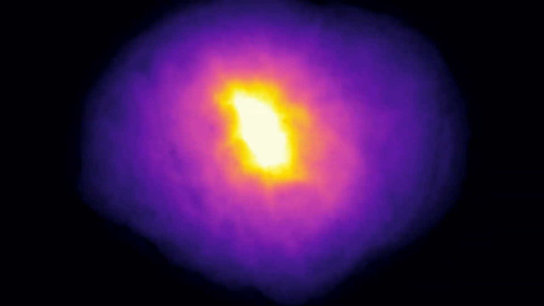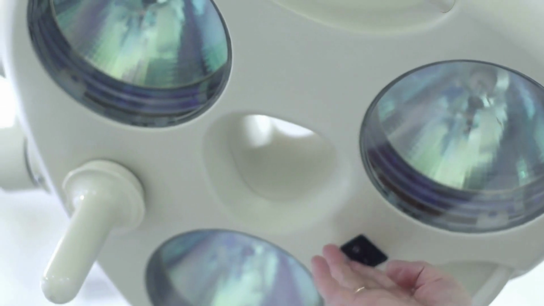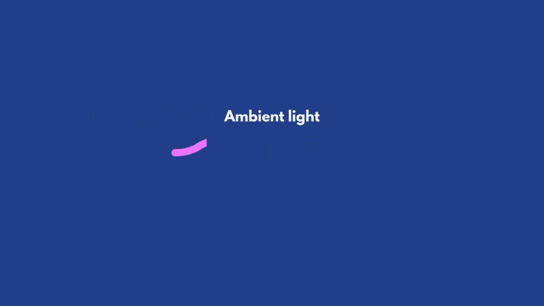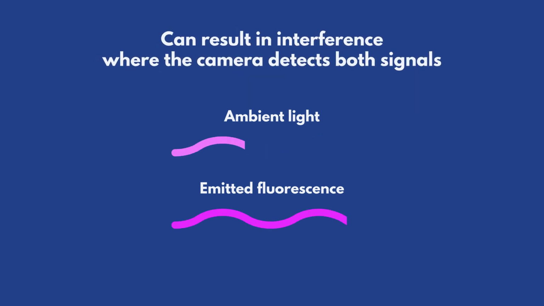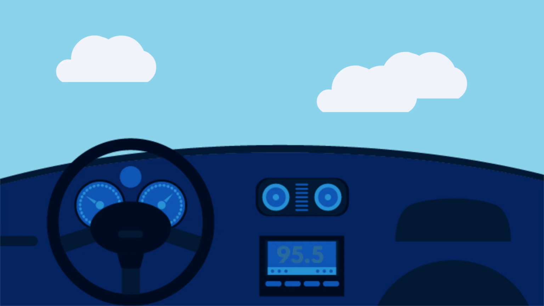If the camera moves closer to the surgical field, the fluorescence intensity will increase, or moving further away, fluorescence will decrease. Certain obstructions, like adipose tissue, can obscure fluorescence. Another consideration, depending on the contrast agent and system design, is how the room lights or other light sources may interfere with the fluorescence detection. If the ambient light contains the same wavelength as the emitted fluorescence, this may result in interference, where the sensitive camera detects both signals. Following the radio analogy, this is similar to hearing two stations at the same time.